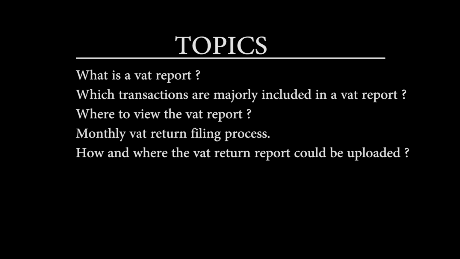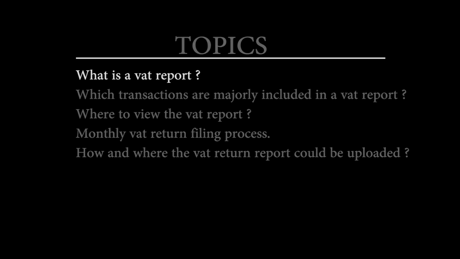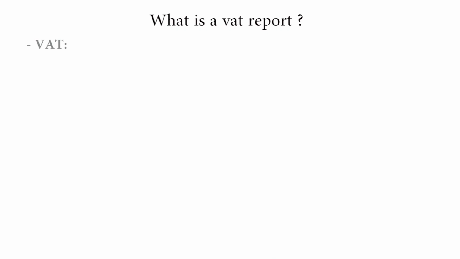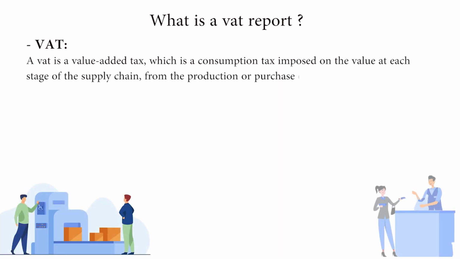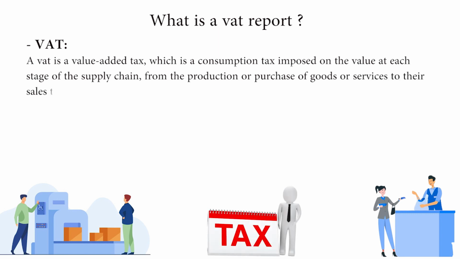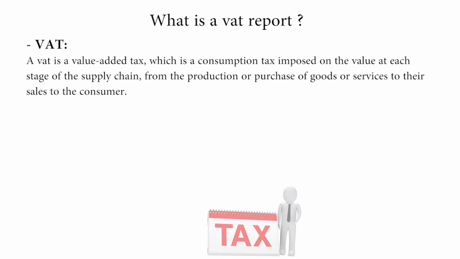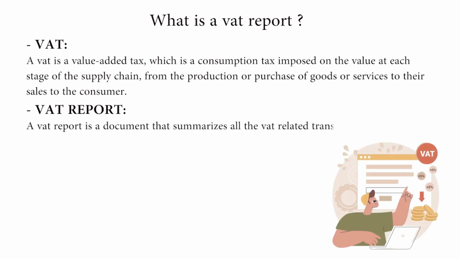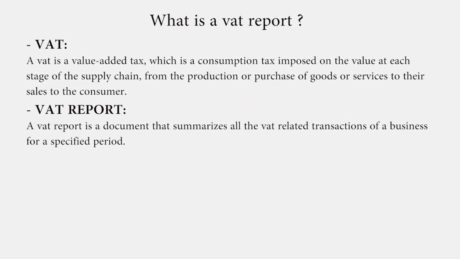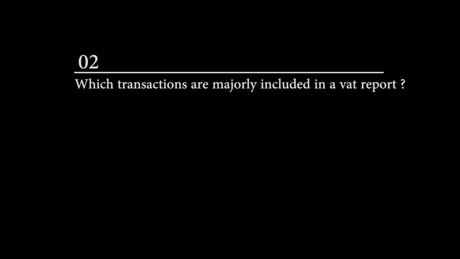At first, let's look into our first topic. What is a VAT report? Now a VAT is a value-added tax, which is a consumption tax imposed on the value at each stage of the supply chain, from the production or purchase of goods or services to their sales to the consumer. After that, a VAT report is a document that summarizes all the VAT-related transactions of a business for a specified period. Now, let's look into which transactions are majorly included in a VAT report.